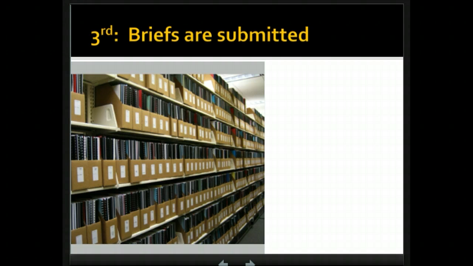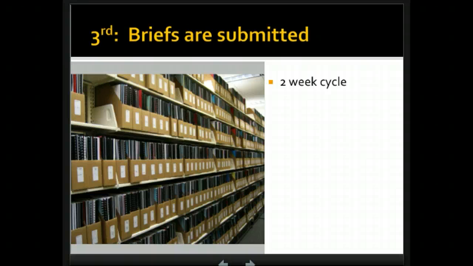Now, once your case has been granted writ and is on the Supreme Court docket, you have to submit your briefs. Remember, briefs are the facts of the case, or the case paperwork. These are pictures of spiral bound books of information labeled by the case. And the justices look over these briefs.